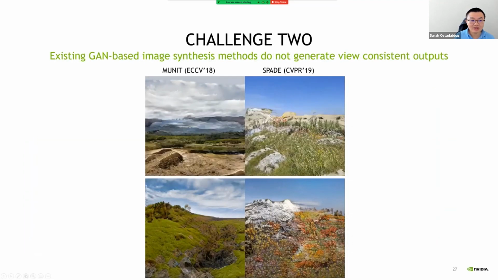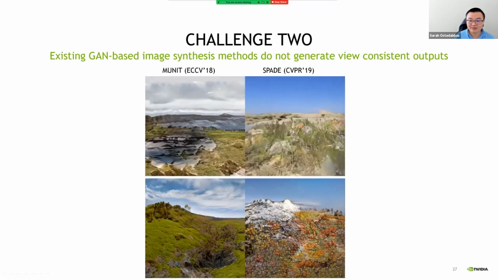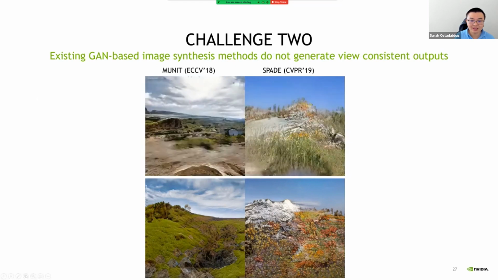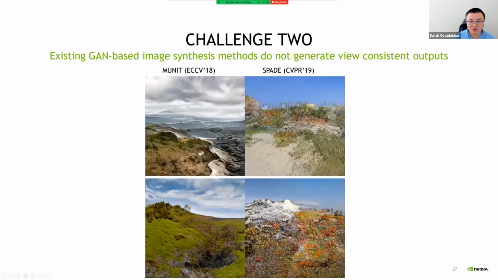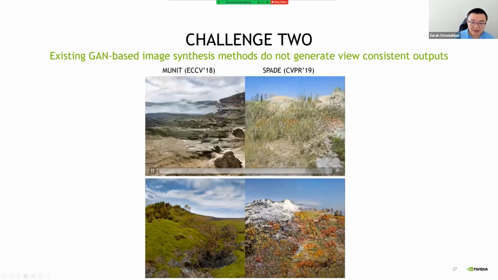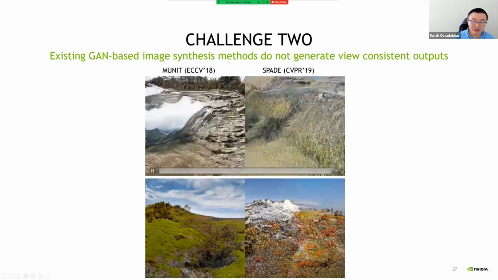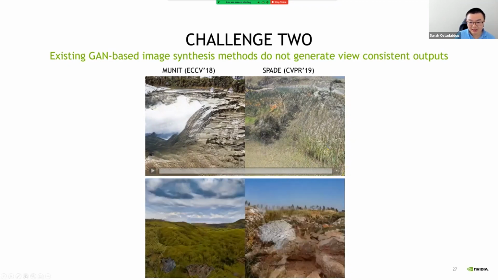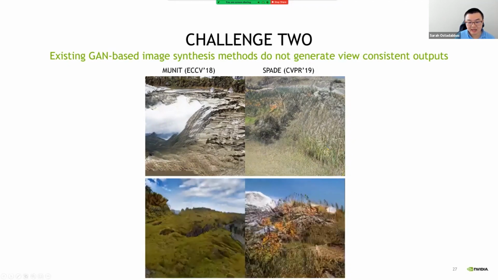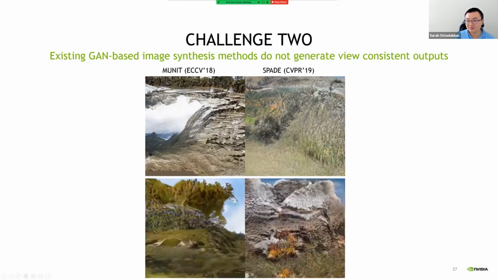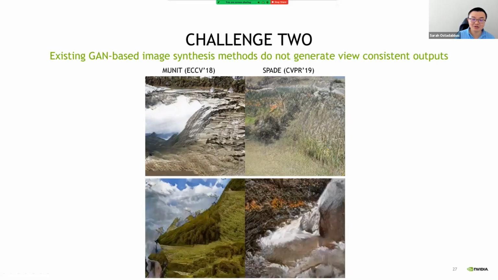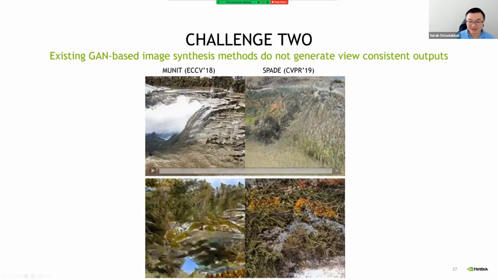And the second challenge is we need to have consistent outputs. This is from MUNIT, an unsupervised image-to-image translation algorithm. Each frame may look real, but when the camera view changes, you see a lot of jittering. Yeah, so this is not ideal, right? This suggests that you don't capture the 3D, you don't have this kind of view consistency.